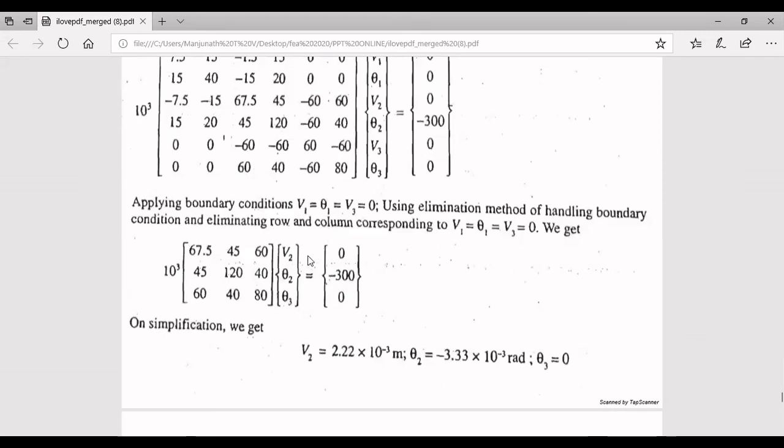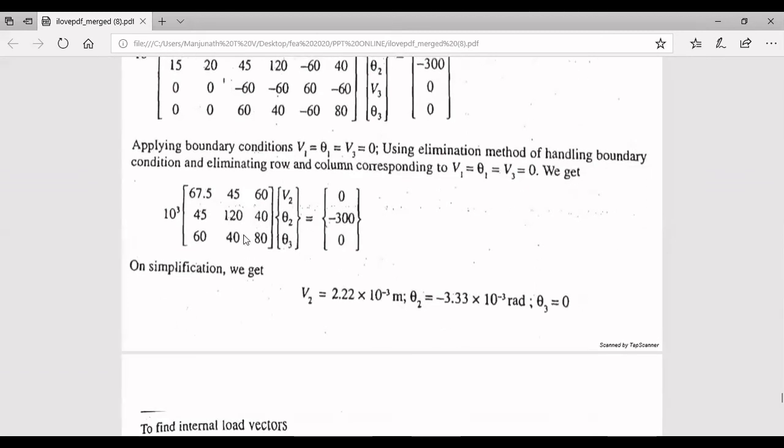Then the displacement vectors v2, theta 2, v3 are remaining, which equals 0, minus 300, 0. After simplification, we get v2 equal to 2.22 into 10 to the power of minus 3. How to simplify? Directly we can use the calculator for the 3 unknowns. There is an option in the calculator, or you can use the Gaussian methods, the forward and backward substitution methods, to calculate these simultaneous equations.